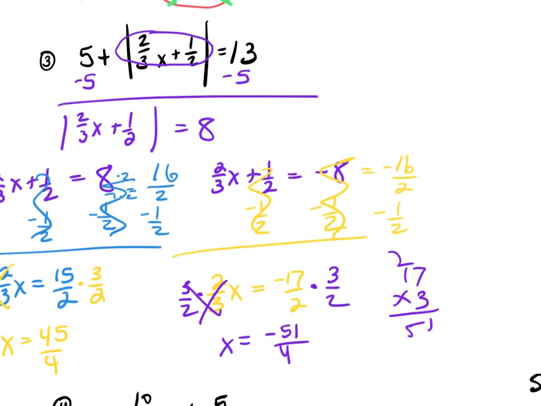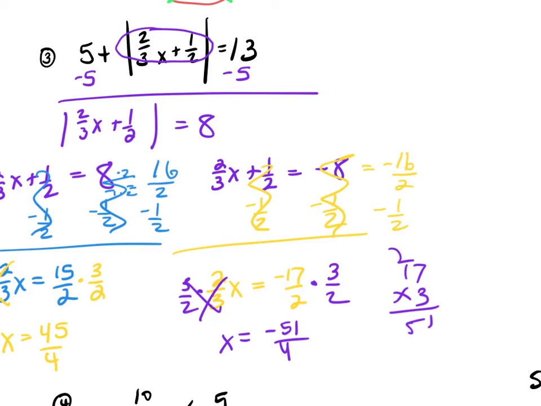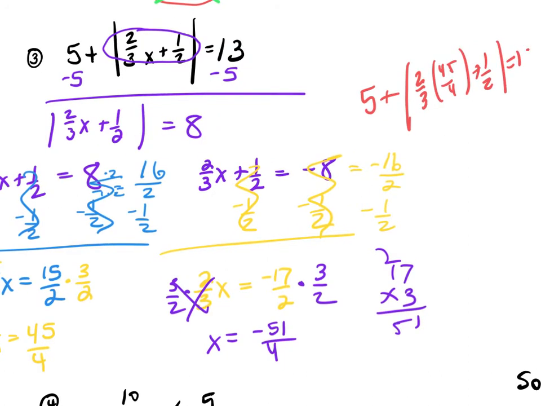Before you move on and pat yourself on the back and say you got it right, you need to check to make sure. So I'm going to go right here. Doesn't have to be anything major. Just 2/3 times, the first one we got was 45 over 4, right? Plus 1/2. Does that give me 13? So 2 goes into 2 once, 2 goes into 4 2 times, 3 goes into 3 once, 3 goes into 45, how many times? 15?